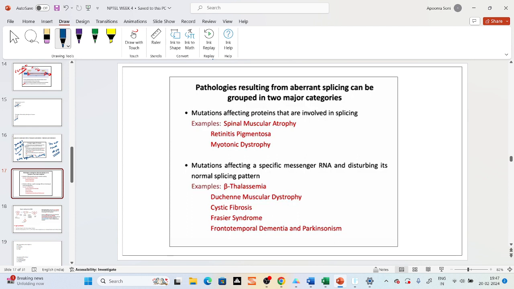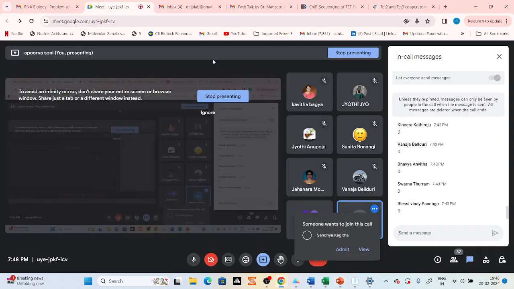So if the proteins that are involved in splicing are getting mutated, we can have diseases such as spinal muscular atrophy, retinitis pigmentosa, myotonic dystrophy. And if there are certain mutations that affect the mRNA, then you can have a disease such as beta thalassemia, cystic fibrosis, Fraser syndrome, and all these diseases. Dementia can happen, Parkinson's can happen. All these again to memorize. Nothing to explain much in this slide.